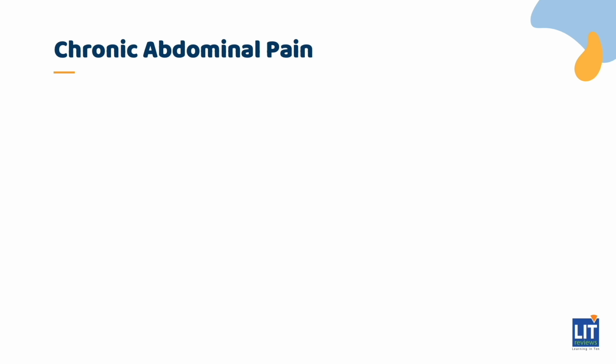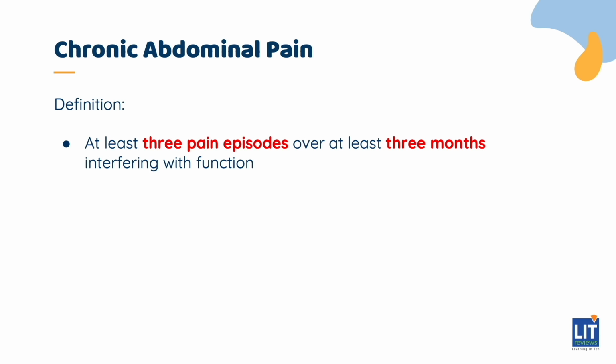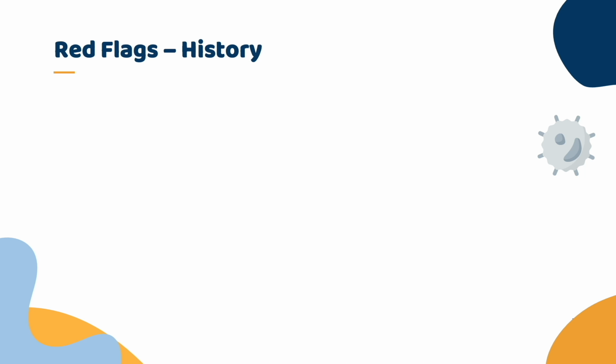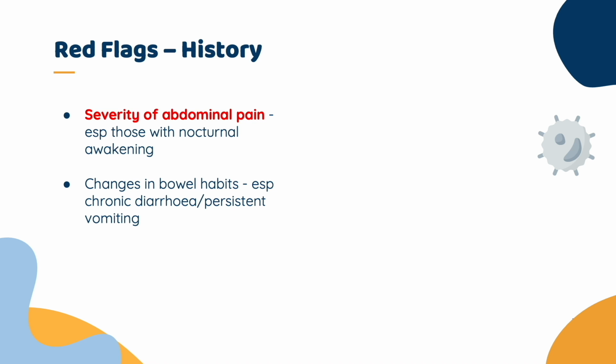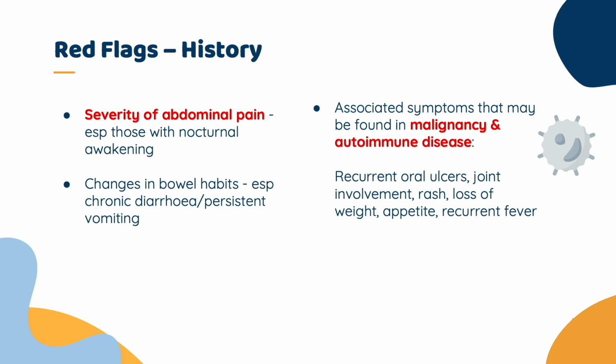Having discussed causes of acute abdominal pain, we will now explore causes of chronic abdominal pain, which is defined as at least 3 pain episodes over at least 3 months interfering with function. Look out for the red flags on history. Ask about the severity of the abdominal pain, especially those with nocturnal awakening. Ask about changes in bowel habits, especially chronic diarrhea or persistent vomiting. Ask about associated symptoms that may be found in malignancy and autoimmune disease. These include recurrent oral ulcers, joint involvement, rash, loss of weight and appetite, and recurrent fever.